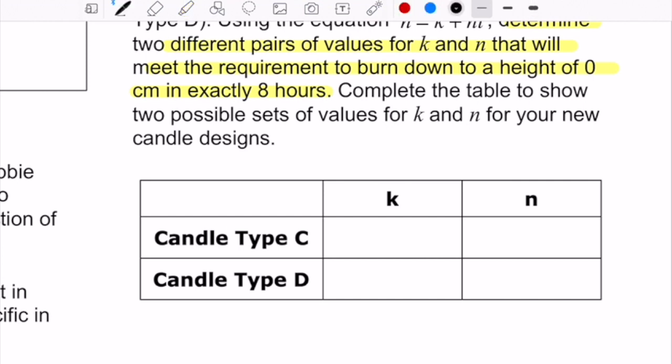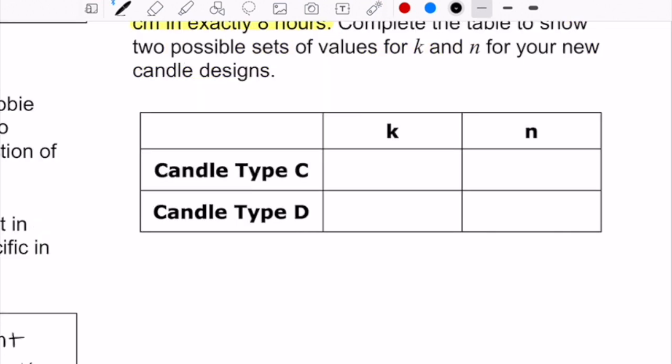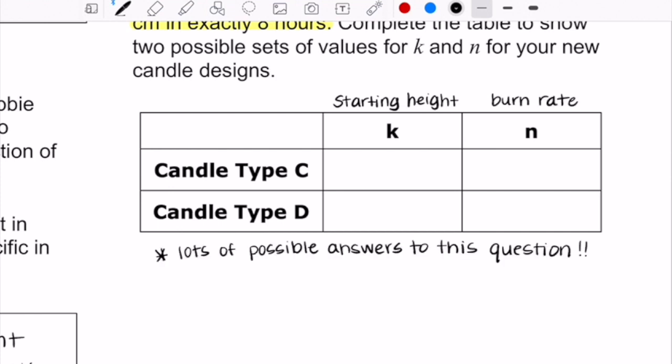So if the 2 candles want to burn out in exactly 8 hours, they would need to start off at a height so that after 8 hours, they would be completely finished. There's not a rule that says that you have to create the actual equations to solve this. You could just reason the answers by knowing what K and N stand for. Remember, K is your starting height, and then N is your burn rate. And so make a note here that there are lots of possible answers to this question. We'll pick 2 examples on this one that would work out, but just understand that there are lots of possible answers to the question. So let's say that for candle type C, let's say it started out at 16 centimeters.